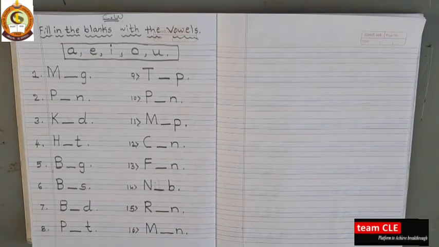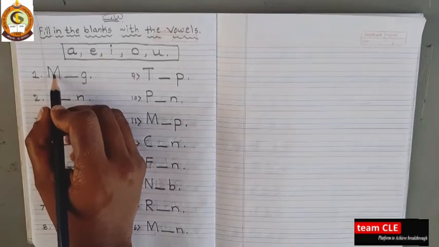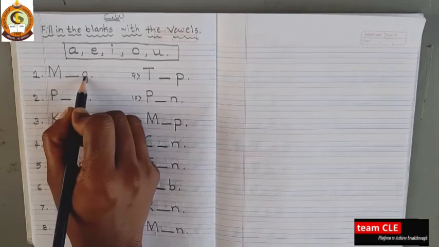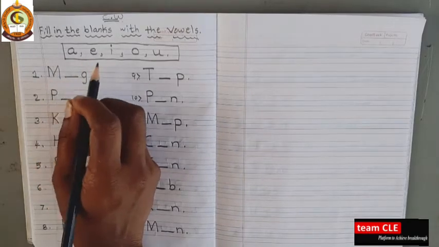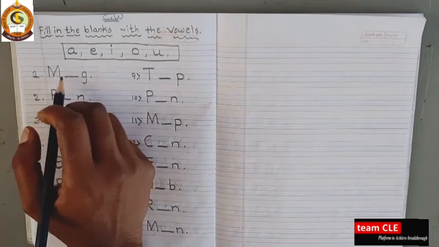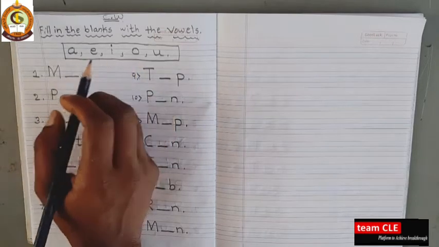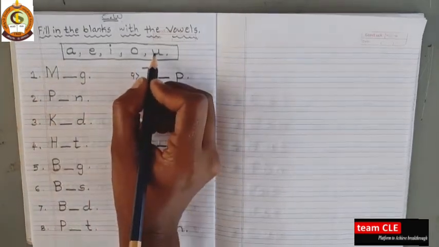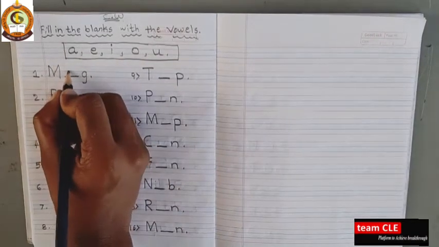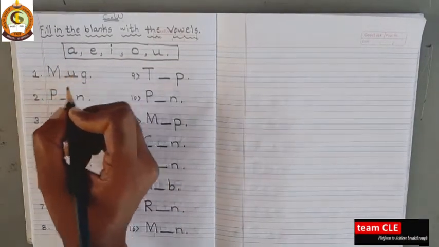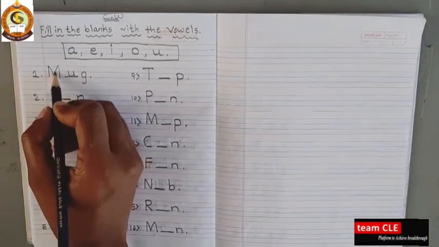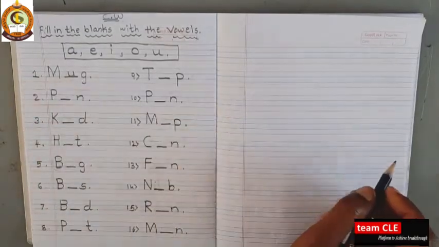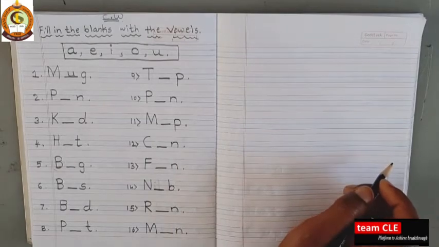Understood? Okay, so first one, M dash G. What will come? M-A-G mag, M-E-G meg, M-I-G mig, M-O-G mog, M-U-G mug. Which is the correct answer? M-U-G, mug. So here we have to write the letter U. So write it: M, U, G, mug. Spell the spelling and write.